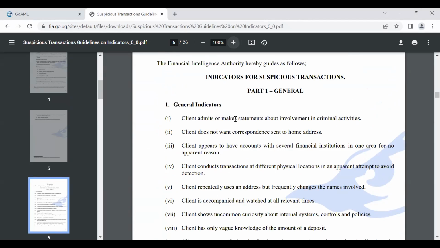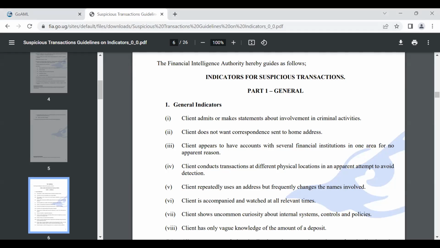How do you get to that? Go to our website, then reporting, and then suspicious transaction reporting. You'll find the guidelines there. My network is a bit slow. Okay, so I think that one is answered.